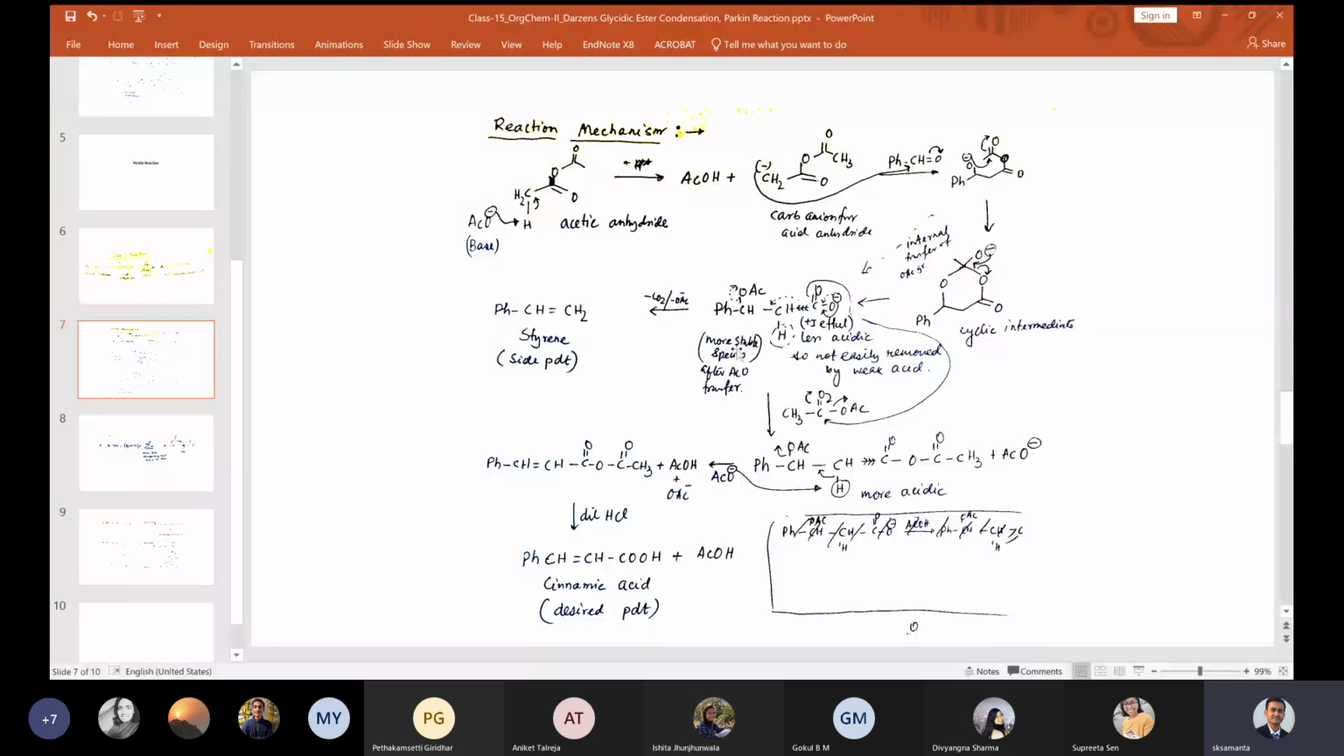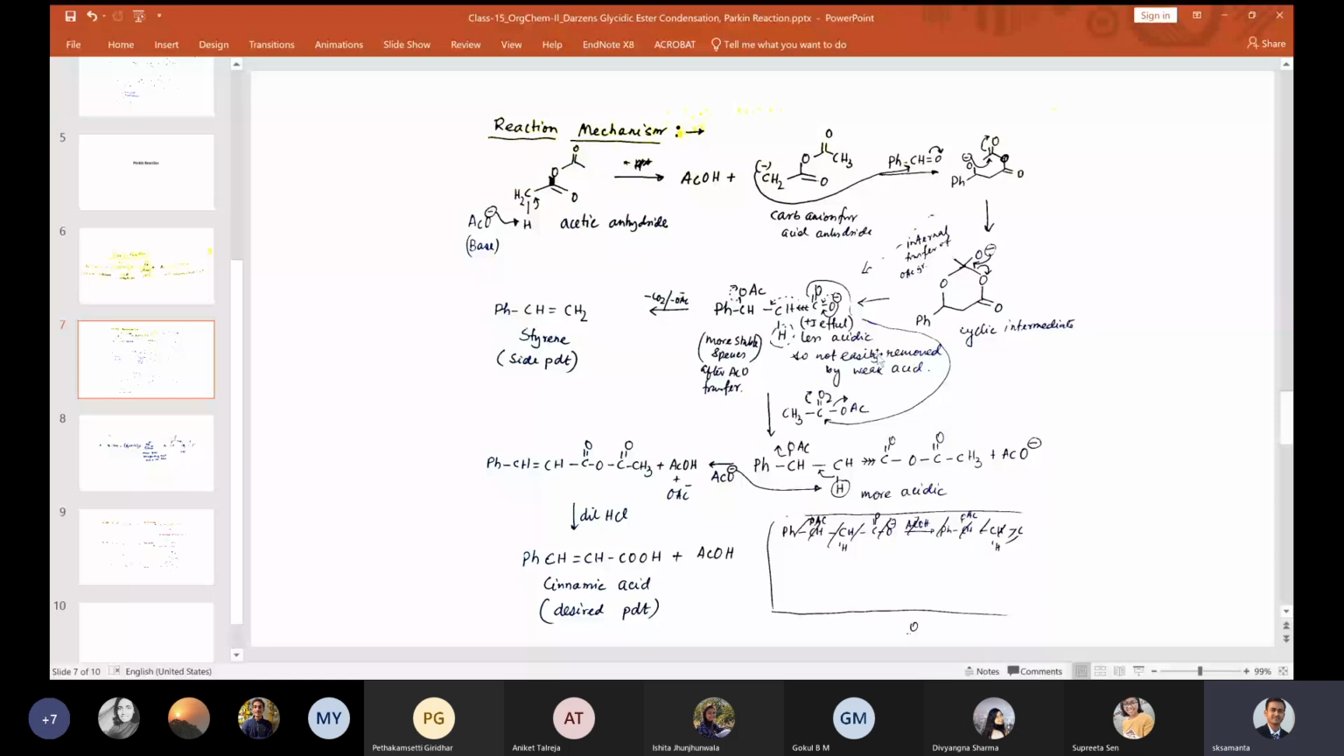Now this particular compound has two fates. The first fate is that this O minus comes back, this bond comes here, and this goes away, so that you end up with a styrene, which comes as a side product. But we do not want styrene as the product, and that is why we take excess of acetic anhydride.